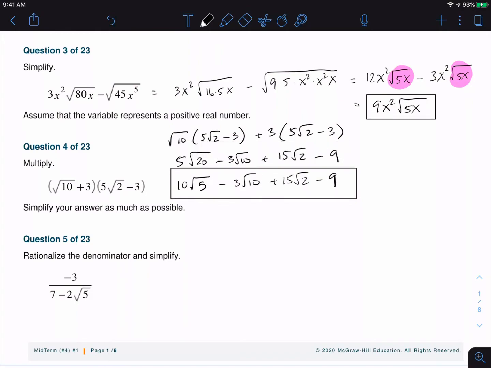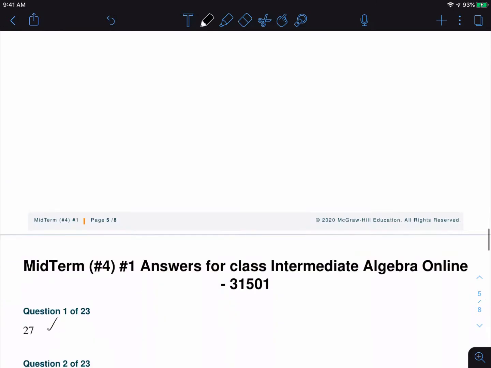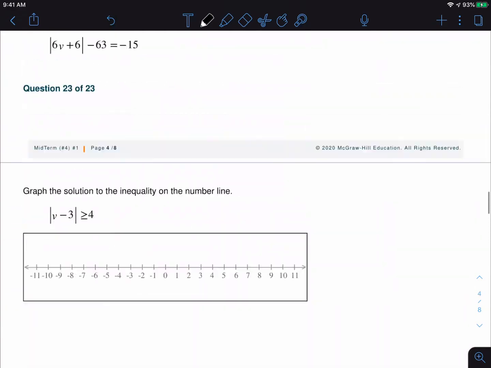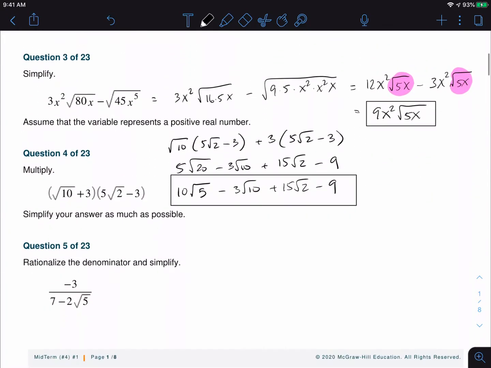So that's what I got for number 4. Let's make sure. Let's go back and see if number 4 is in fact some complicated little answer. And we can see that number 4 is 4 terms just like I had. I'm not trying to make you dizzy, sorry.